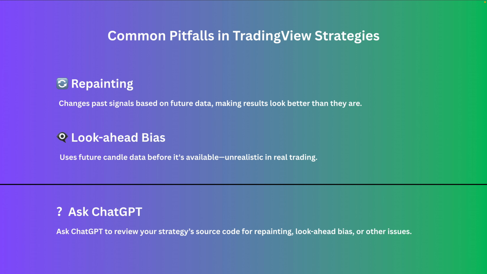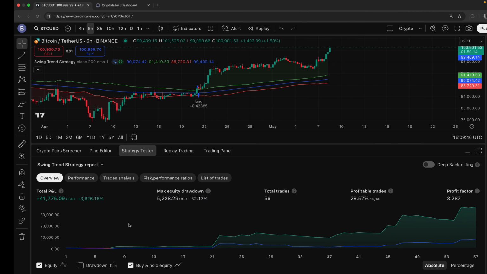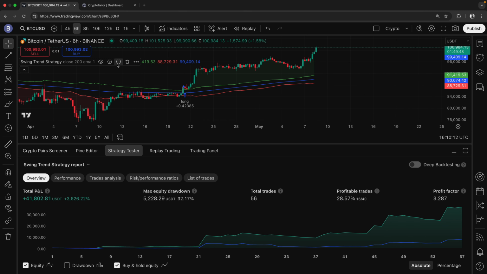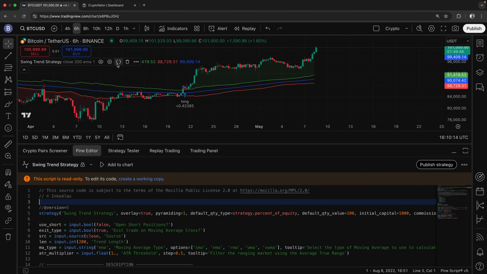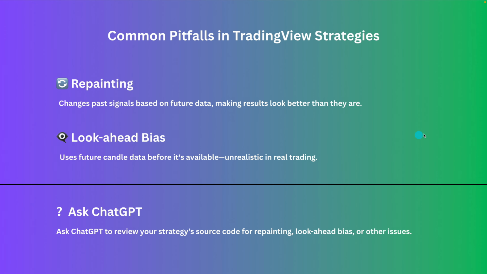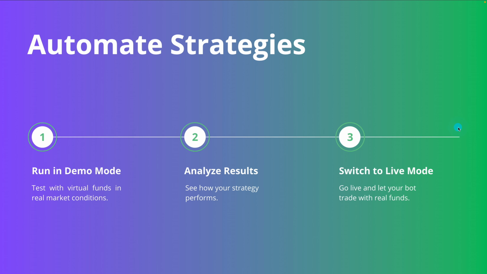To check for these issues, you can simply copy the strategy's source code and ask ChatGPT to review it. I've already done that for this strategy, and we're confident it doesn't suffer from either issue. But how can we know if it actually works in real market conditions? That's where demo trading comes in.